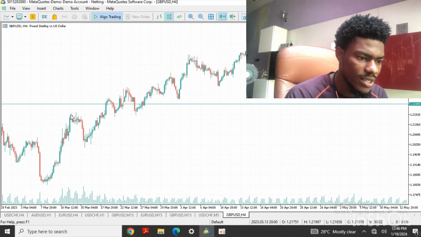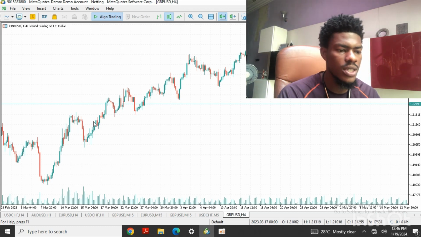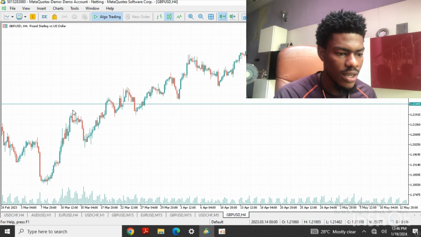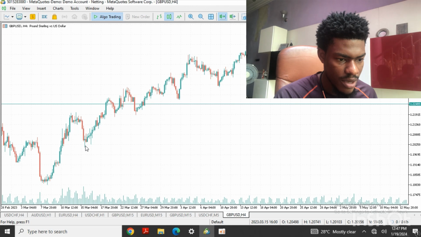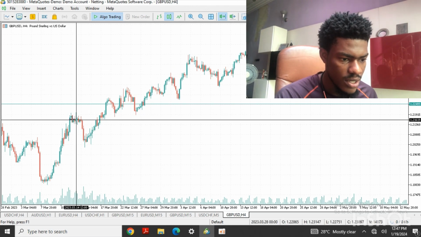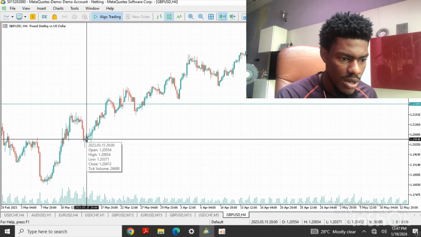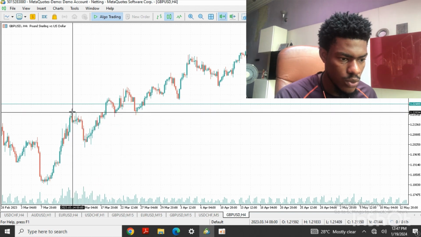So let's say this is a bullish trend, right? This is a bullish trend. We see a higher high here, a higher low, all right? The market broke past this place here, all right? Let me use this. This is a higher high, higher low. The market broke past this swing high here.